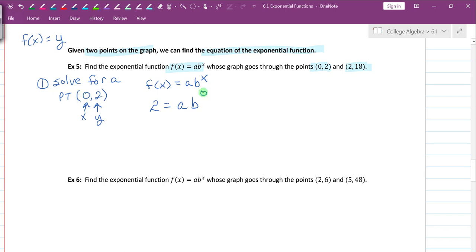Remember, I'm solving for a. So let's just rewrite this mathematically. 2 is equal to ab^0, and b to the 0 is just 1, which leaves a. Therefore, the three dots here mean therefore, a is equal to 2. Alrighty?